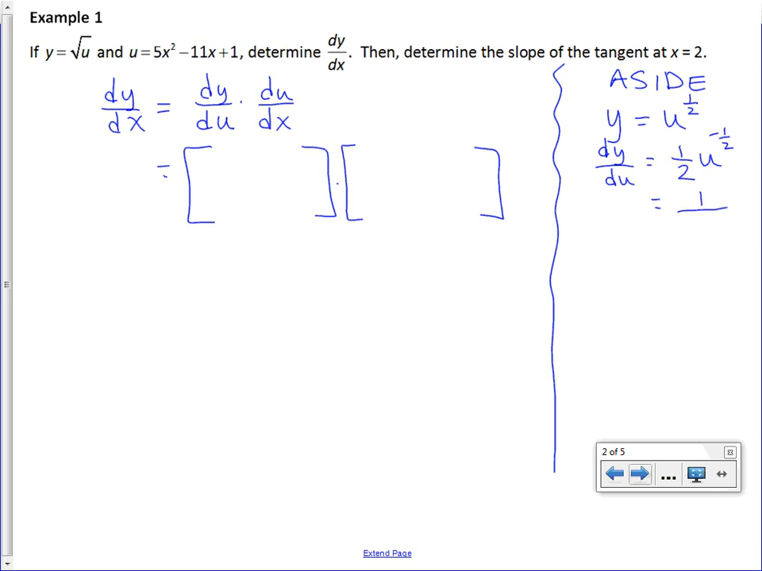So by now I think we're hopefully all very comfortable with saying, well, that's just 1 over 2. And then u to the negative half would become the square root of u in the denominator.